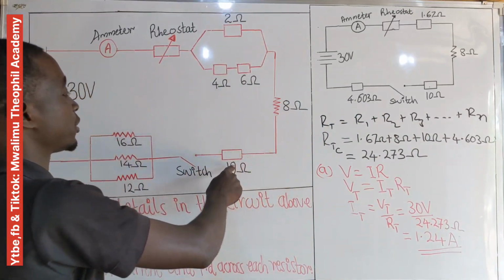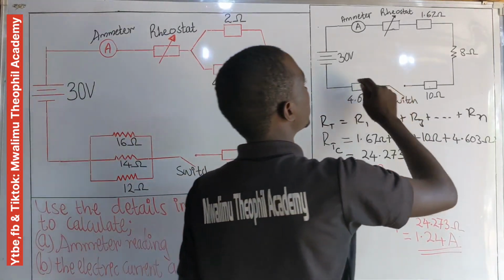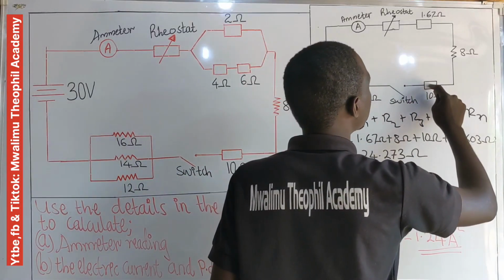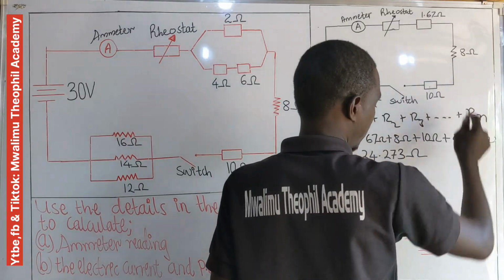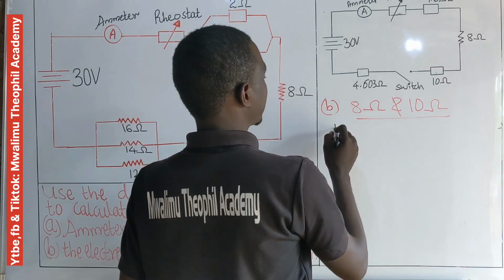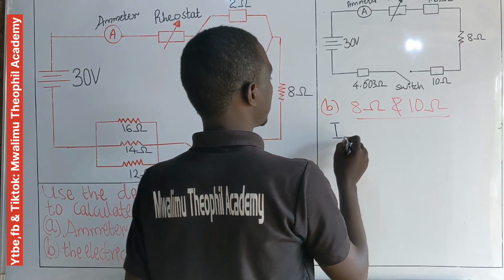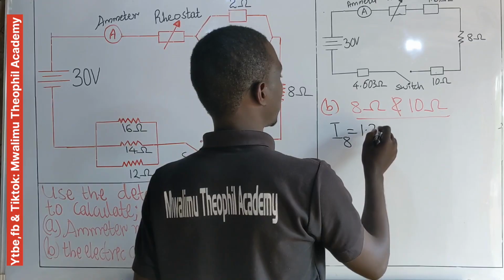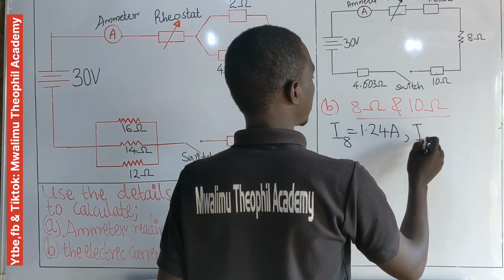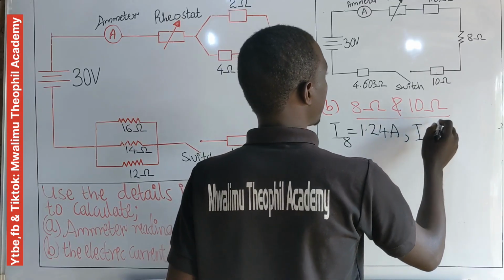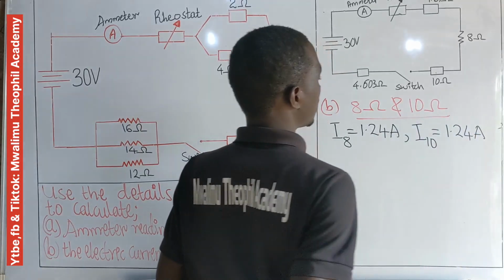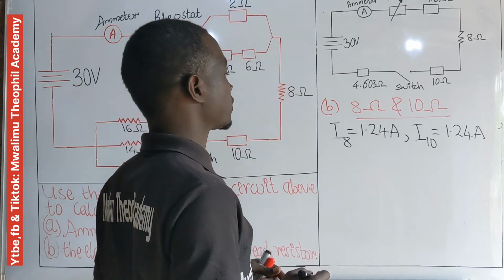Now we are through with the current in the 8 ohm resistor and 10 ohm resistor. These 8 ohm and 10 ohm resistors are still the same as in the original circuit. It means that the current flowing through the 8 ohm resistor, I8, is 1.24 ampere. At the same time, the current in the 10 ohm resistor, I10, will also be equal to 1.24 ampere. What about the potential difference?